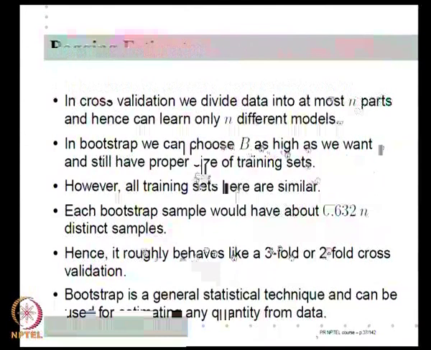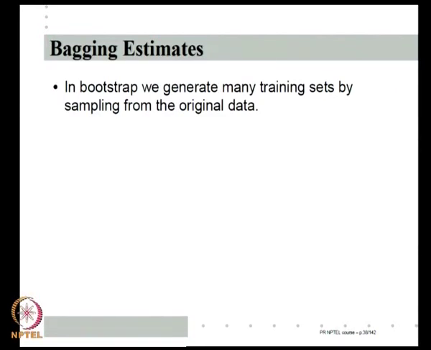Next we consider what is called bagging of the estimates. Let us take bootstrap. Of course, what I am saying about bootstrap is also true of cross validation, but in bootstrap we are generating many different training data sets by sampling from the original data. So, we have one set of n examples xi, yi.